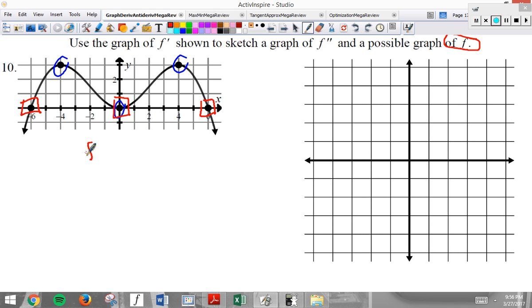So you should have made an F prime number line with arrows for -6, 0, and +6. Because the graph of F goes from negative to positive. The graph of F prime goes from negative to positive to negative. Down, up, keeps going up, and then down.